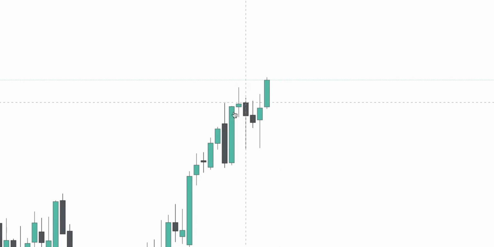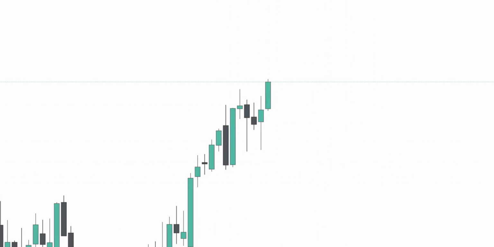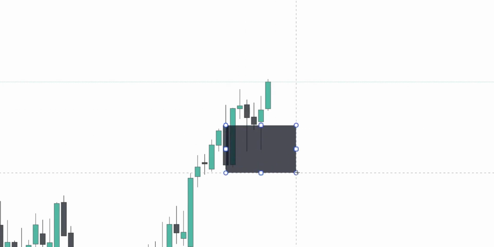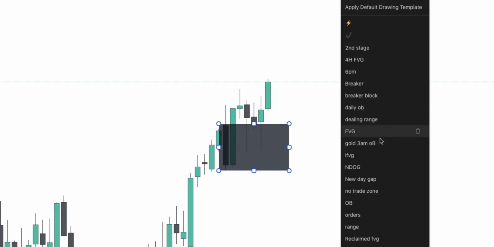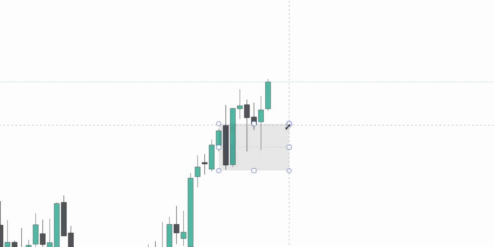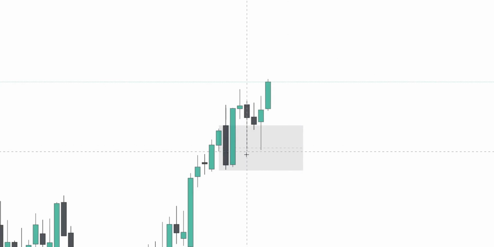Looking at weekly here, I've been calling out this move for a very long time. And what can you see here? This is an order block. This is an order block, all right? I start from here. Anytime price reacts to this level, I want to refine it on a lower time frame.